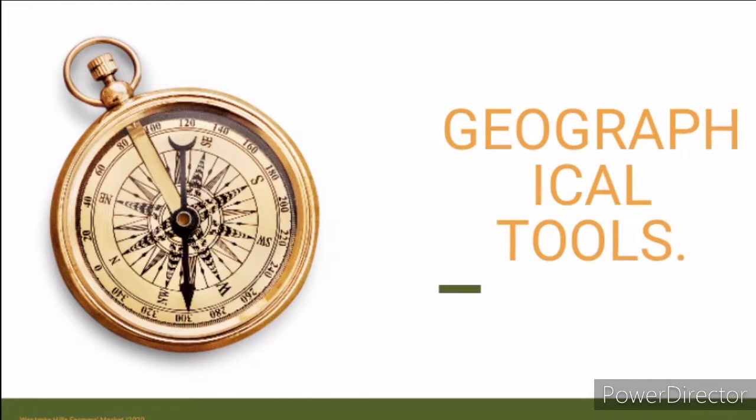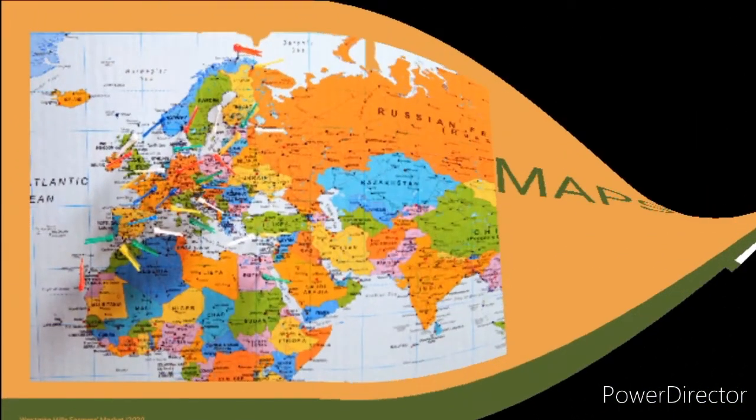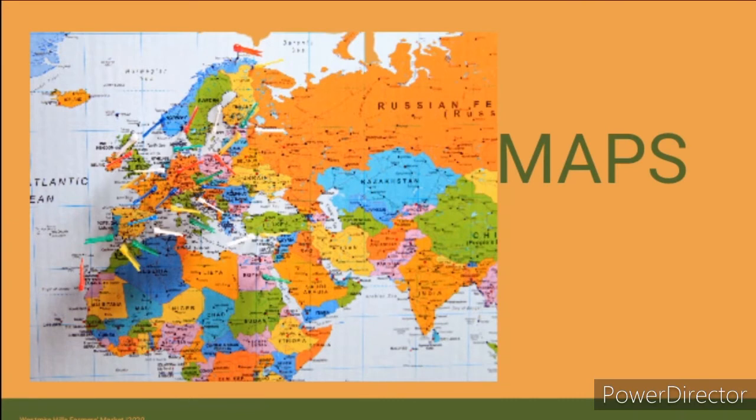Now let's go over to geographical tools. What are geographical tools? Geographical tools are things that we use to study geography. One of them is maps. Maps are diagrams that show the location of places and things around the world.